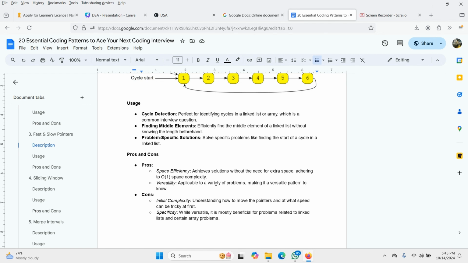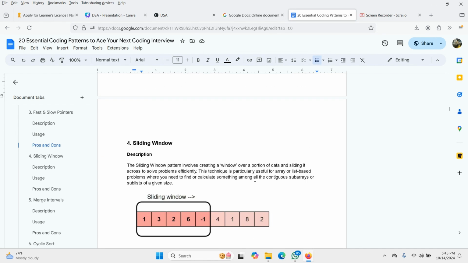So that's the fast and slow pointer coding pattern, or the tortoise and rabbit method. I generally use it especially for problems related to the linked list data structure, and it is the best approach for solving problems based on linked lists.